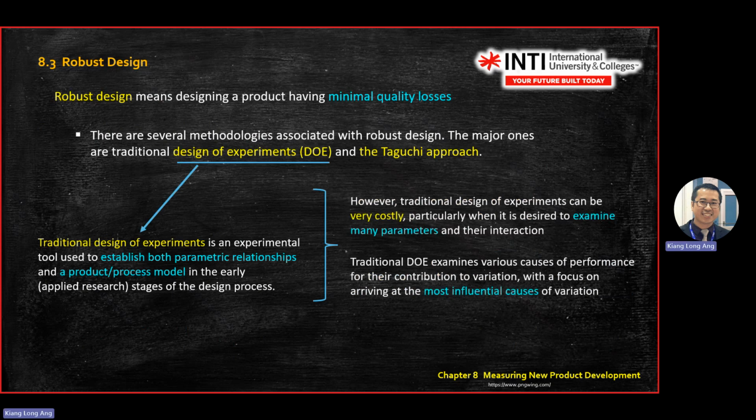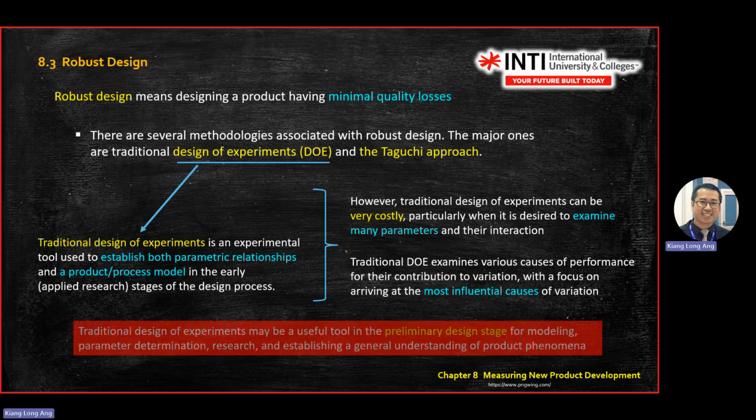Okay, this one also you read. What is DOE and Taguchi? This is robust design. Robust design means you have a product of minimum quality losses. So you have two tools to use. One is DOE, one is Taguchi. Design of experiment. This one you read.